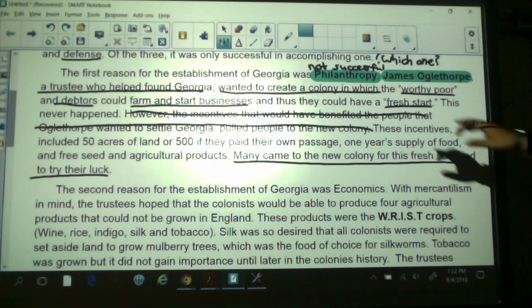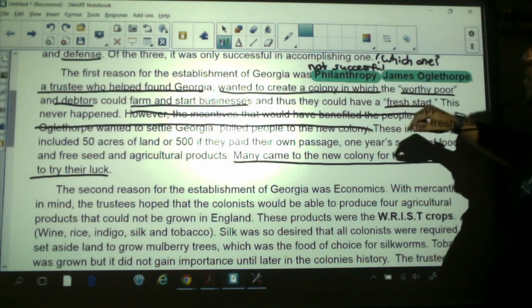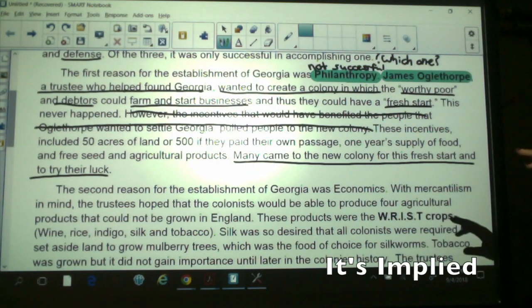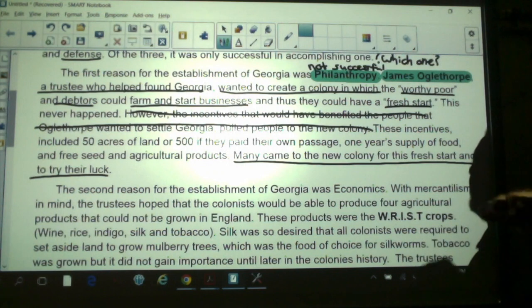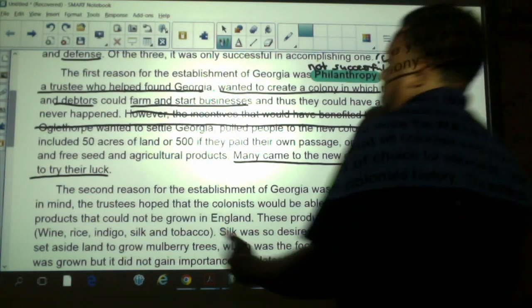Now, this word was a little different. For this vocabulary word, it didn't necessarily tell me what the answer was. I had to kind of figure it out. Okay. So we're talking about philanthropy. We're talking about James Oglethorpe being the philanthropist. All right, and what he was looking for was a colony to help people have a fresh start. And it wasn't like he was really trying to benefit from it. Only the people who were going to be there were going to benefit from it. Okay, so in my mind, I'm thinking philanthropy probably means something along the lines of maybe helping others.